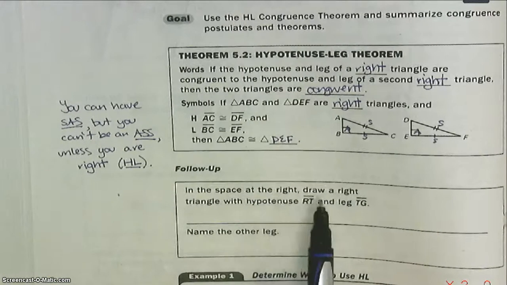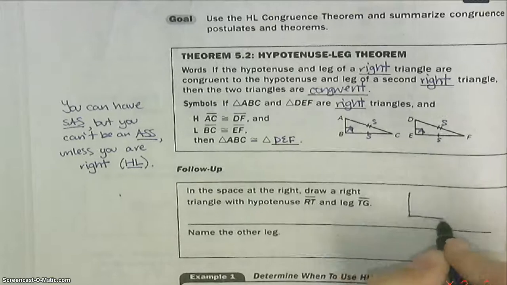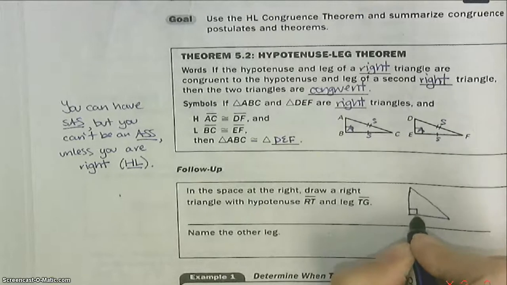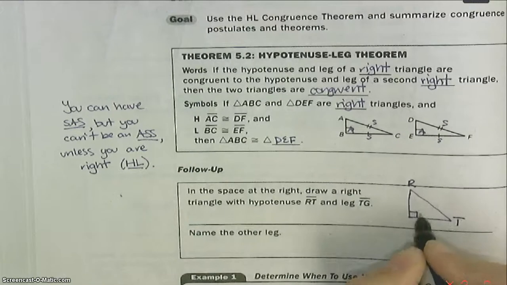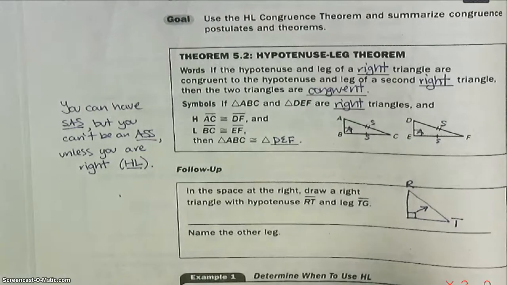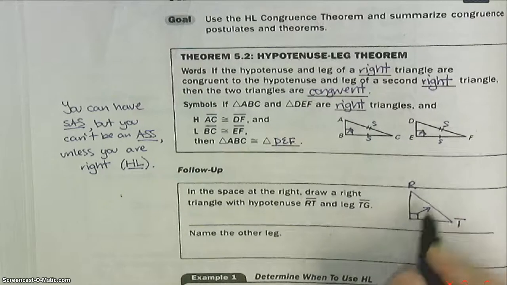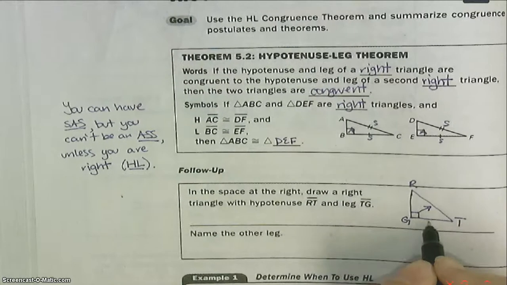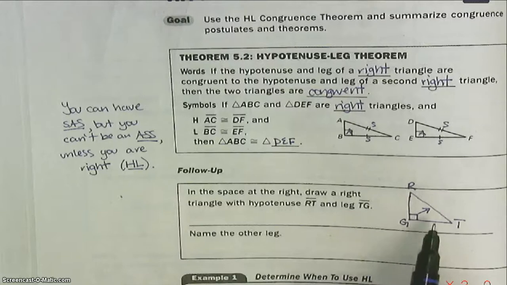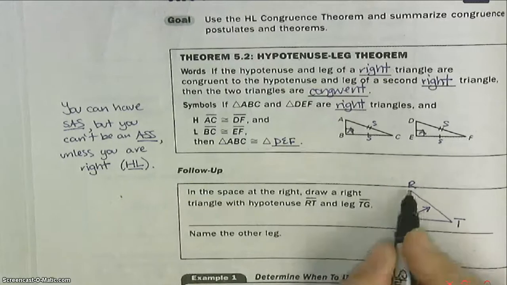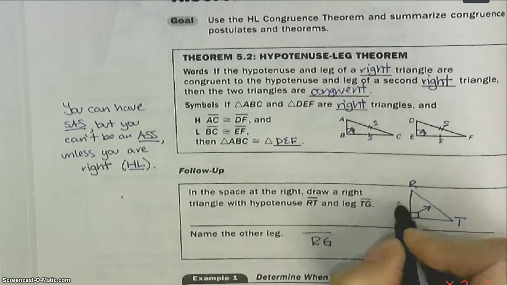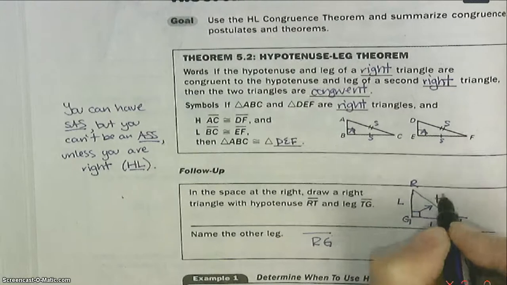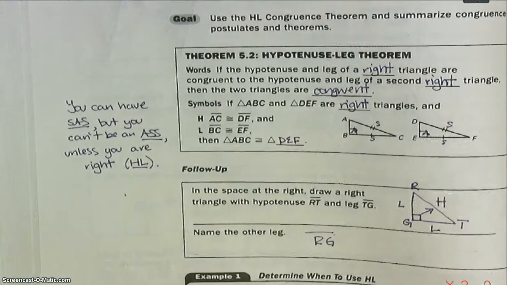In the space at the right, draw a right triangle with a hypotenuse RT. So RT is the hypotenuse. Remember, the hypotenuse is across from the right angle. And the leg is TG. So this must be G here, because this is a leg. Name the other leg. Well, the legs make the right angle. So the other leg must be RG. So leg, and that's the hypotenuse.